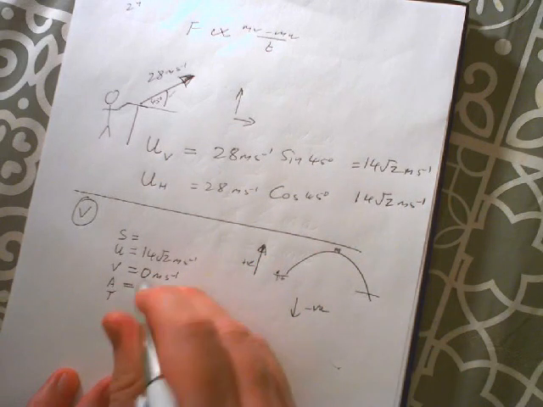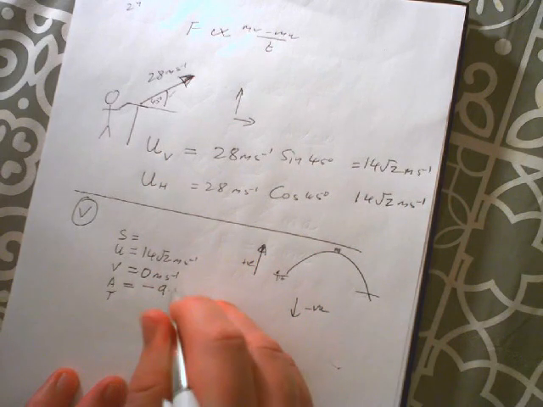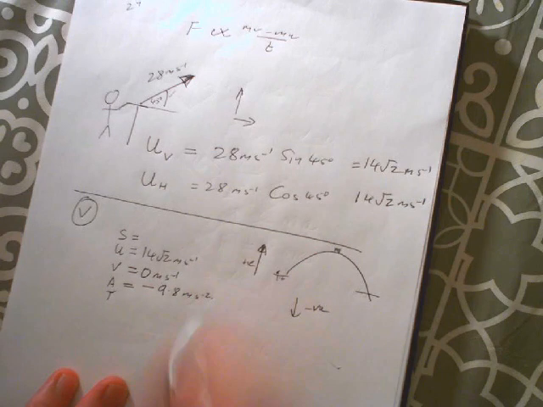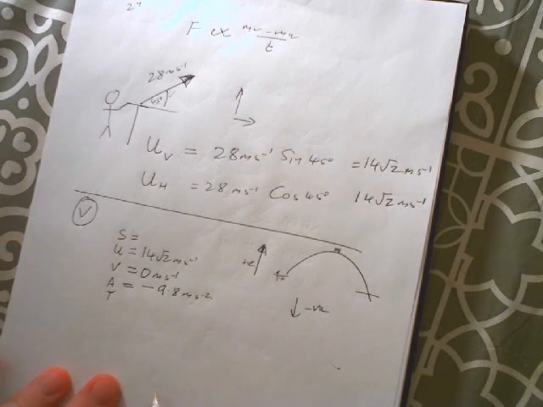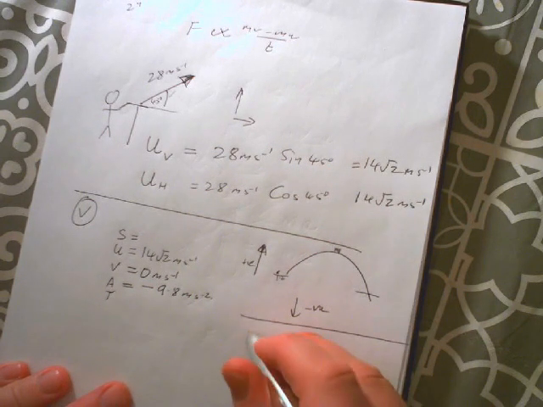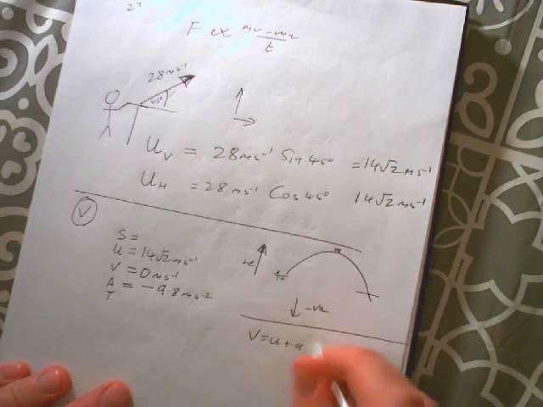If the upward direction is positive, that means the downward direction is negative, so our acceleration due to gravity is minus 9.8 meters per second squared. All right, now what are we looking for here? We're looking for the time the ball was in the air. So let's just write out our equations.